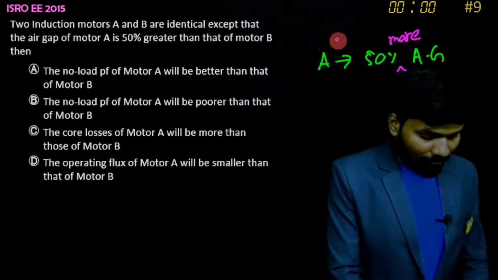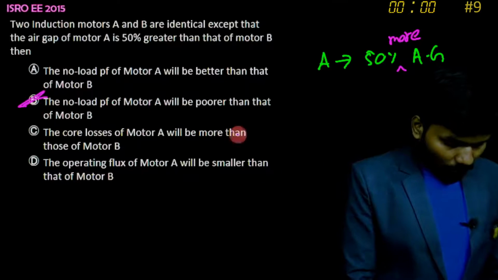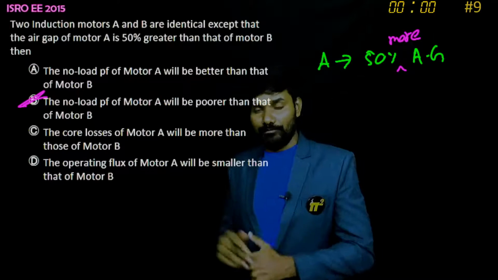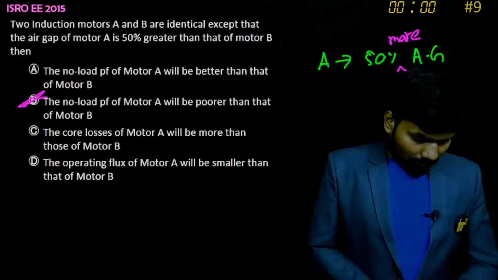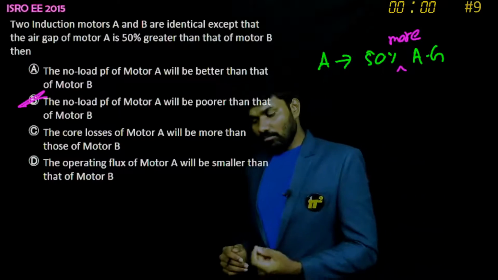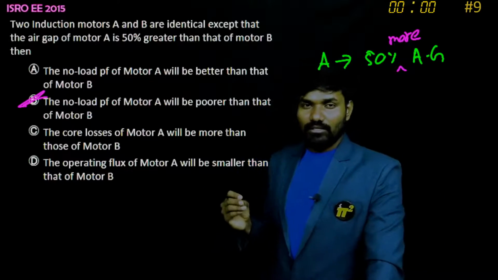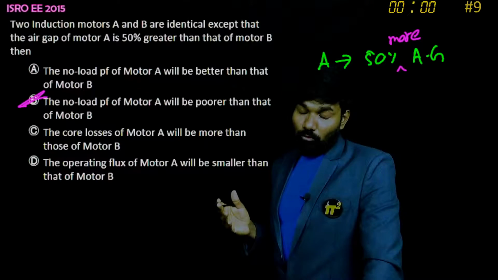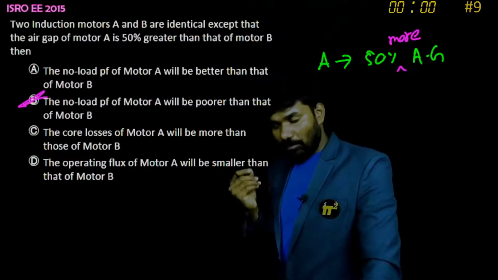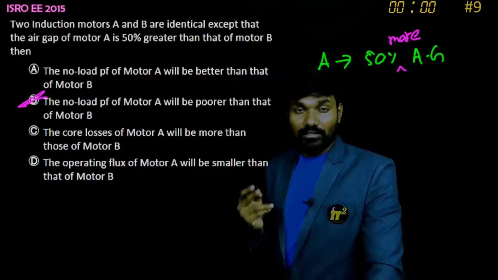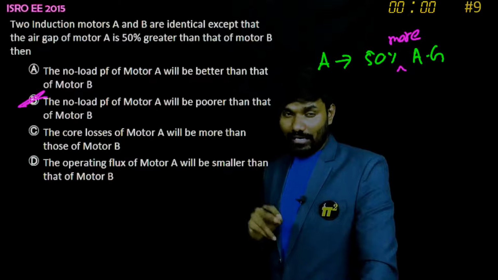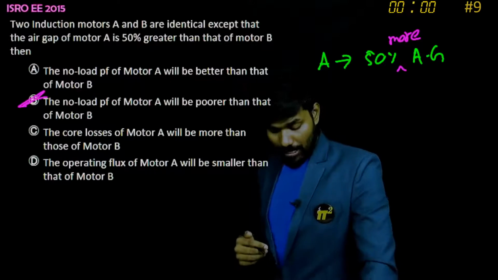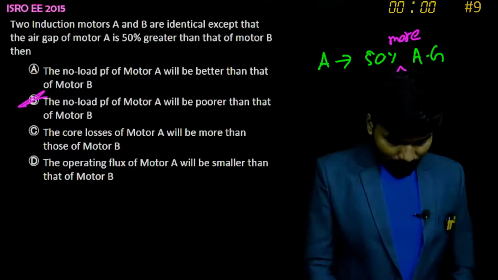Okay, so A is having a larger air gap, so the no load power factor of A will be poorer compared to B. Usually compared to the transformer, an induction motor will have a more lagging, poor power factor because of the air gap only. The presence of air gap is there in case of induction motor, but a transformer has no air gap. Hence, it has a better no load power factor. Yes, Sampath, you're right.